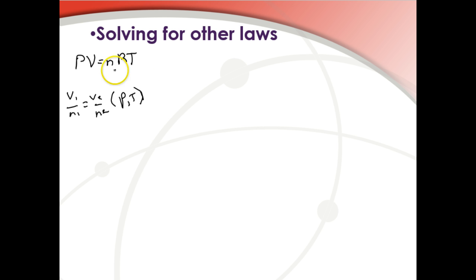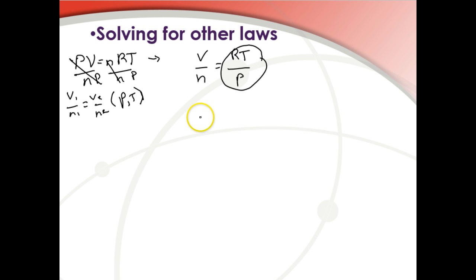So let's take this, divide both sides by n, to get n on this side, and then divide both sides by P to get rid of pressure on the left side. And what we get is V over n equals RT over P. Now remember that temperature and pressure are constant, so this whole thing has to remain a constant for our system. So no matter what we change in our system, those two things have to be equivalent because they both equal RT over P.